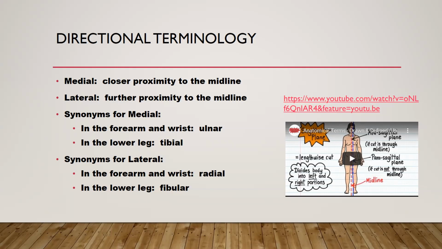Medial means closer proximity to the midline versus lateral means further proximity to the midline. So basically closer to the center of your body versus further out. So you can already see, if I say yes, this individual has a laceration to the lateral malleolus, okay, so for me, that means I'm looking on the outside of her outer ankle bone. Got it.